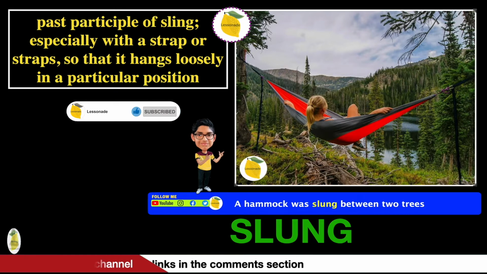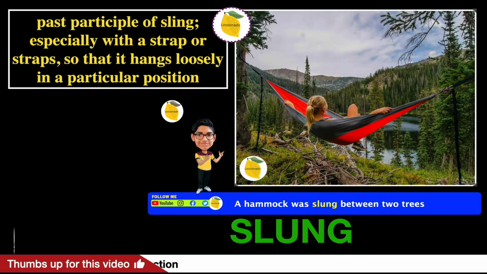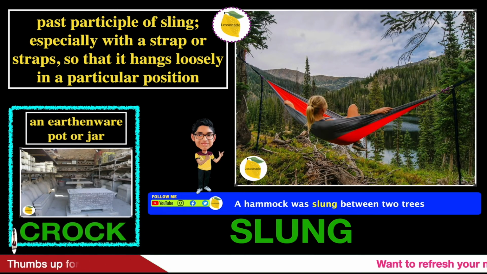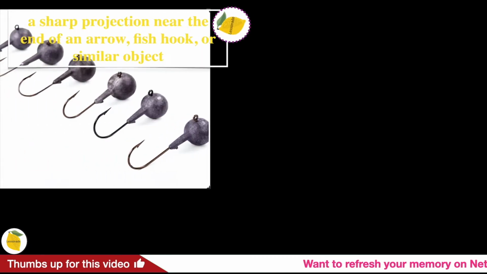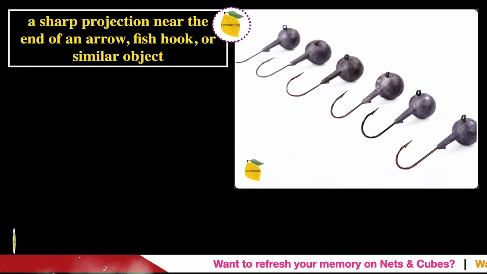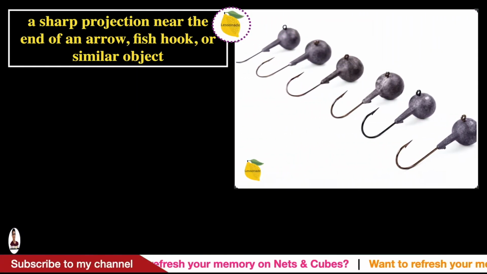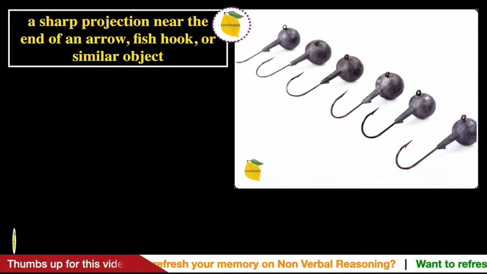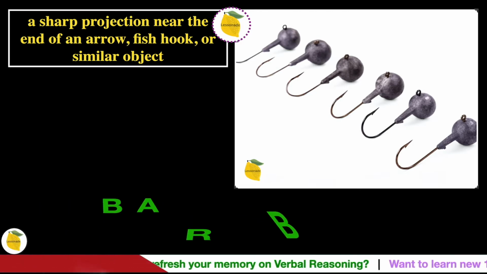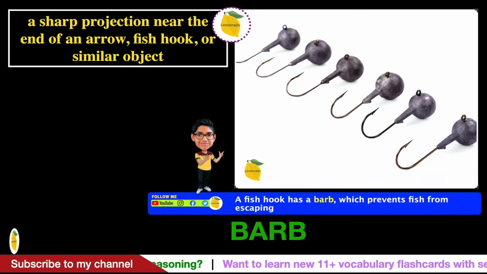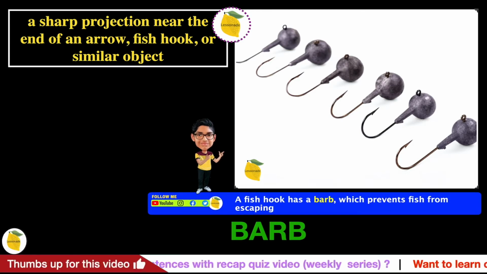So once again, before we go on to the next one, let's try to recall the previous slide, and the word we learned in the previous slide is crock. Let's go on to the next one. The next one is a sharp projection near the end of an arrow, fishhook, or similar object. In this picture, we can see a sharp projection near the end of a fishhook, and therefore the word will be barb. And the sentence for this word is, a fishhook has a barb which prevents fish from escaping.